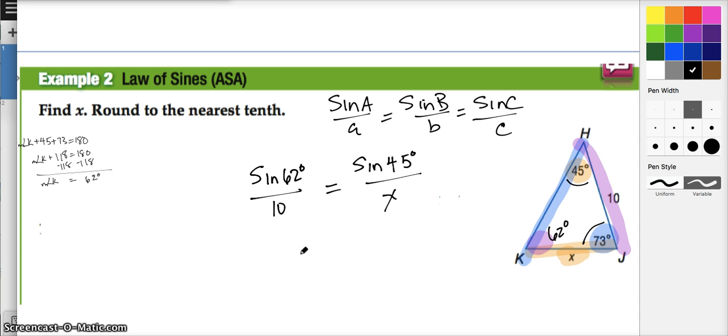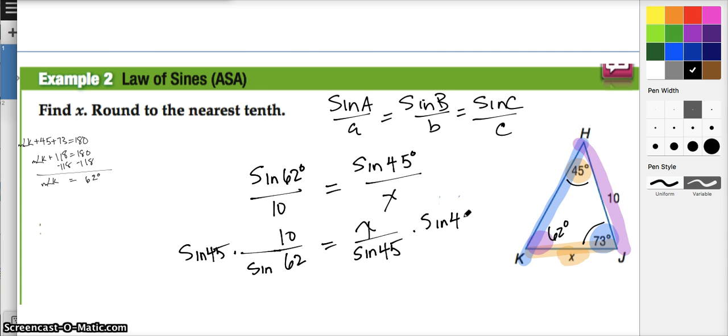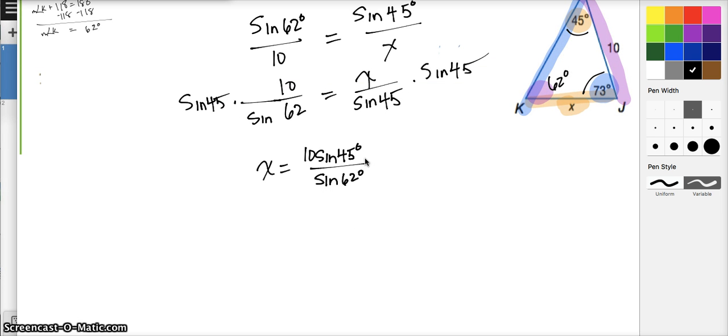And you know what? I'm going to do the same old, same old. I'm going to take the reciprocal of both sides, which just works out for me for solving for x. Take the reciprocal of both sides, and then after I do that, multiply both sides by the sine of 45. And then I have my problem and it's calculator ready. Yes, x is equal to 10 sine of 45 degrees over sine of 62.